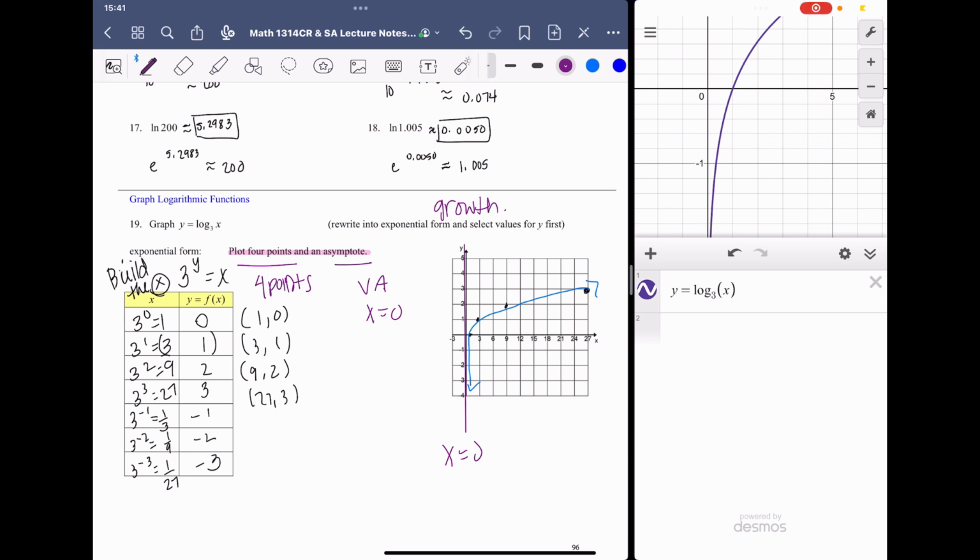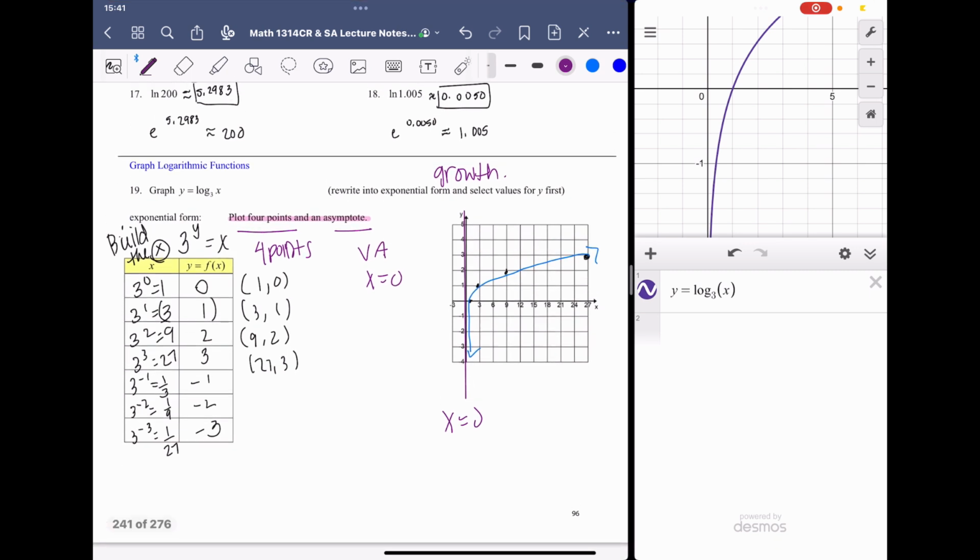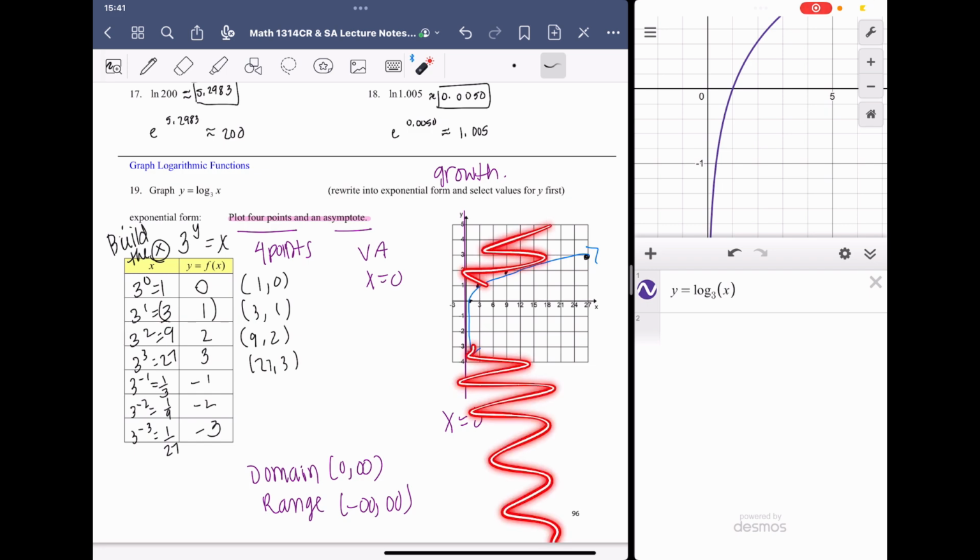And then I would also say that we need to give domain and range here. It's not asking for it, but let's go ahead. So domain, it's going to approach 0, go to infinity. Range, it's going to be negative infinity to infinity. There's nothing stopping it from going down. There's nothing stopping it from going up.